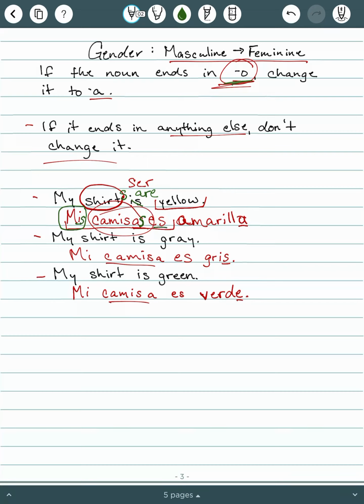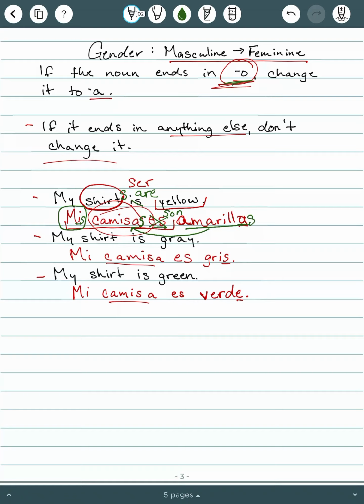Now what we have with S here, that says my shirts is. So we need to change S and make it R, so that would be son. And then we need to take care of yellow and make it agree with camisas. So camisa is feminine, we already took care of that and made that an A. It's also plural though, so we need to make that plural. A is a vowel, so we're going to add an S.